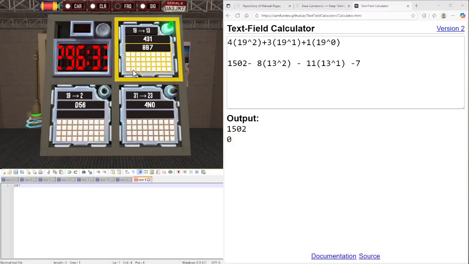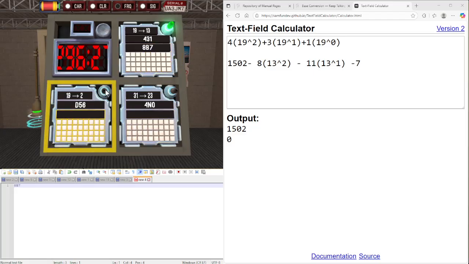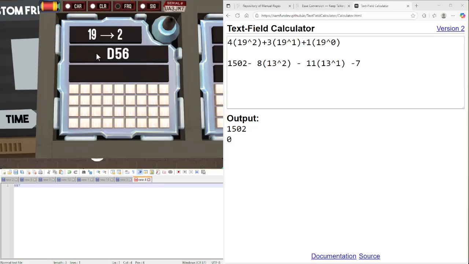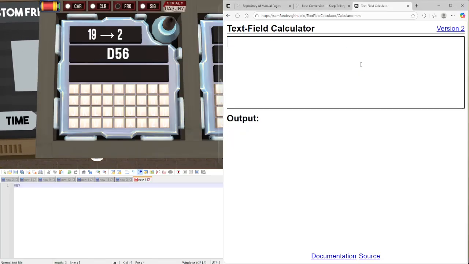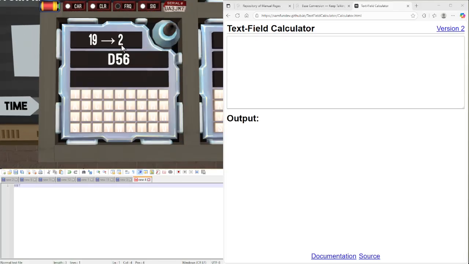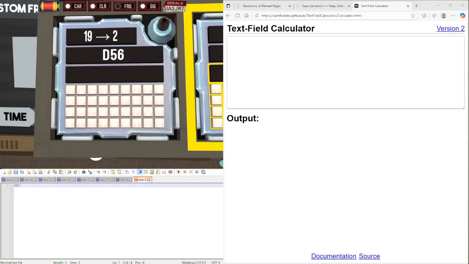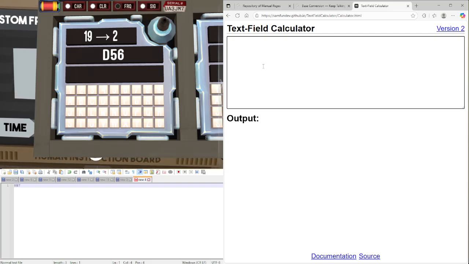Do be warned with this module, if you type in any wrong digit, it will strike you. So be warned of that. Up next we have base 19 again, but this time to base 2, so it's going to probably be a few more digits.